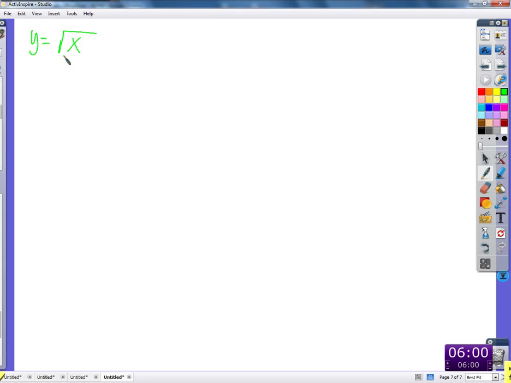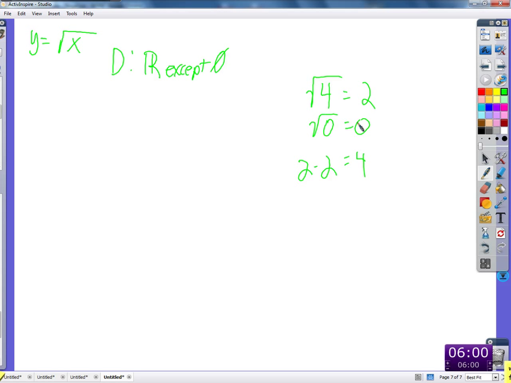Domain, you said, would be all real numbers except zero? So what you're saying is that you can take the square root of anything, but you can't take the square root of zero. Let's start easy. What's the square root of 4? 2. Why? 2 times itself is 4. That's why 2 is the square root of 4. Okay, so what's the square root of 0? Zero, because zero times zero is zero. So zero is okay.